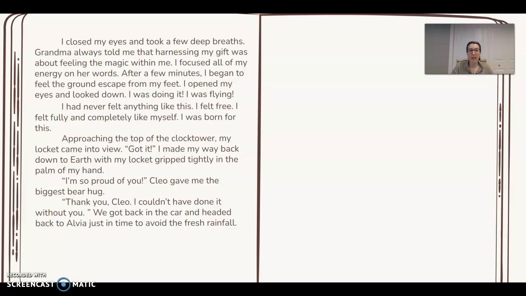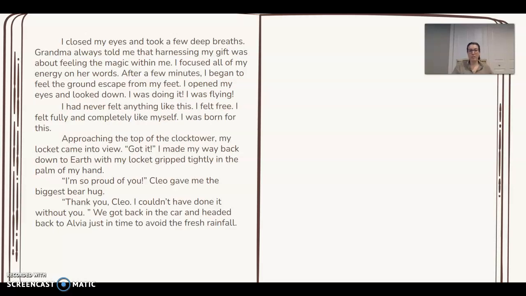Approaching the top of the clock tower, my locket came into view. Got it! I made my way back down to earth with my locket gripped tightly in the palm of my hand. I'm so proud of you. Cleo gave me the biggest bear hug. Thank you, Cleo. I couldn't have done it without you. We got back into the car and headed back to Elvia just in time to avoid the fresh rainfall.